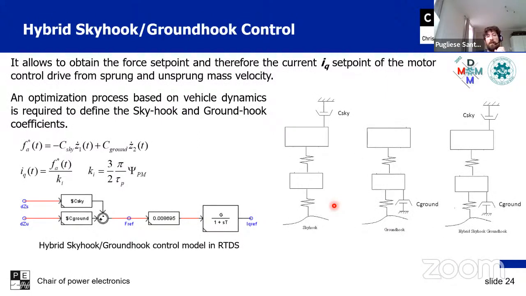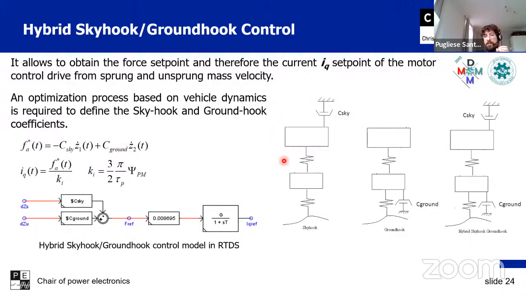How is this force generated? The reference for the force and then the reference for the current is generated by using a hybrid skyhook-groundhook control. This allows us to obtain the set point. And so the formula is written here. It depends on the velocity of the sprung and unsprung mass, and each of them is multiplied by a coefficient, which is chi sky and chi ground.